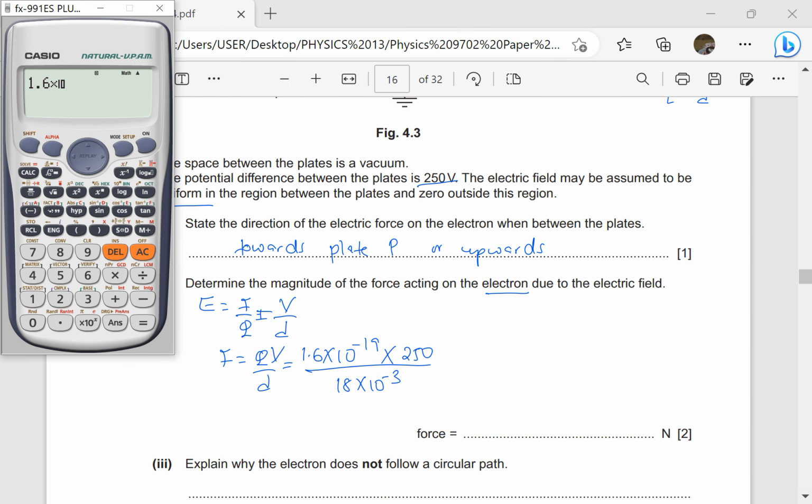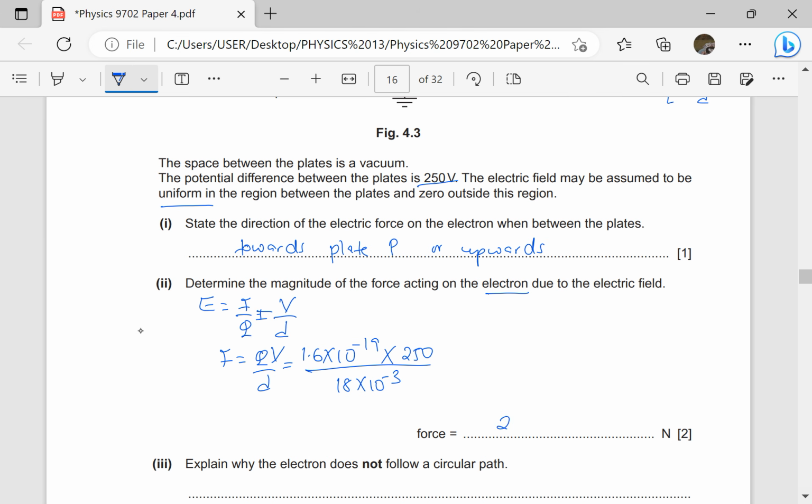1.6 exponent negative 19 times 250 divided by 18 exponent negative 3, which is 2.22222 times 10 power negative 15. So this will be 2.22 times 10 power negative 15. It's better you write more significant figures rather than writing very few and then you lose a mark.